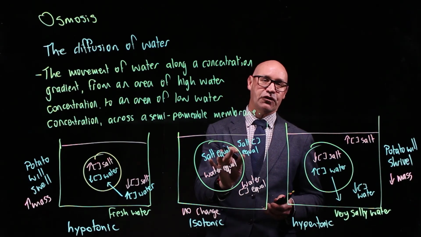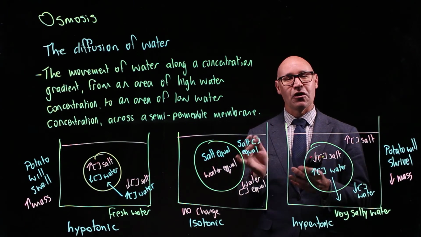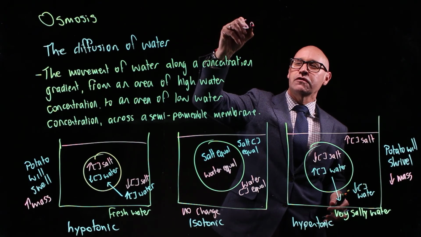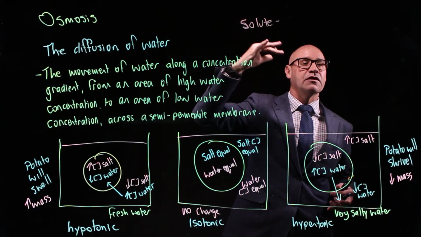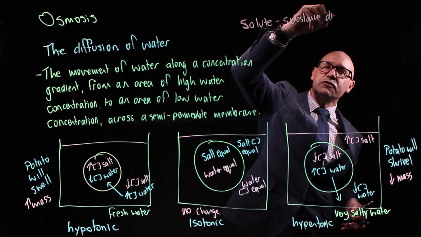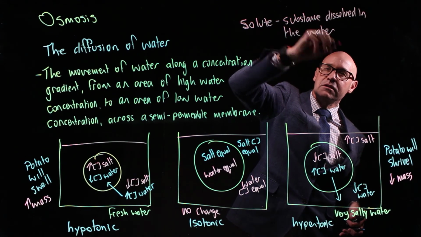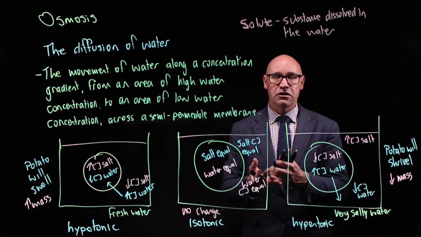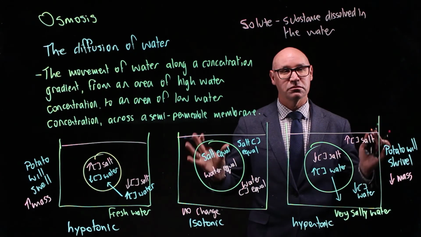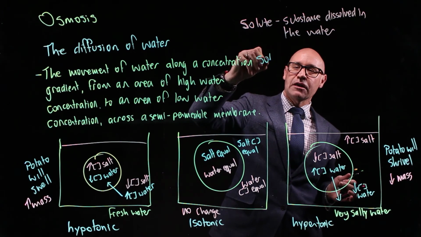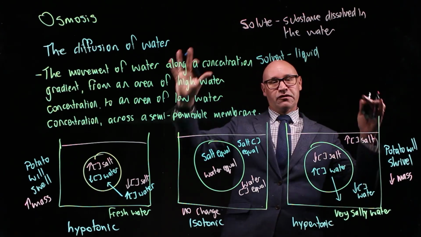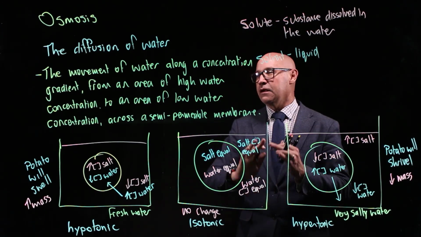Now, it's not just salt. When we talk about something that's dissolved in the water, we call it the solute. The solute is the substance that's dissolved in the liquid, dissolved in the water. And the solute could be salt, it could be sugar, it could be lots of different things. And the actual water we call another word called the solvent. Okay, that's the liquid in which the substance dissolves. So that's osmosis.